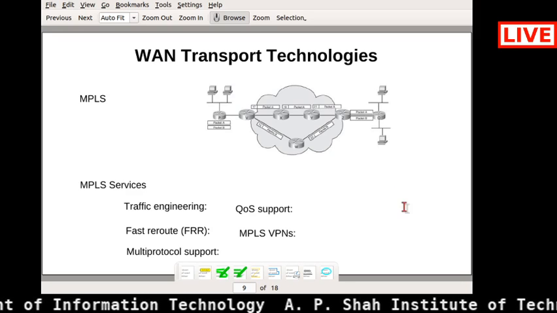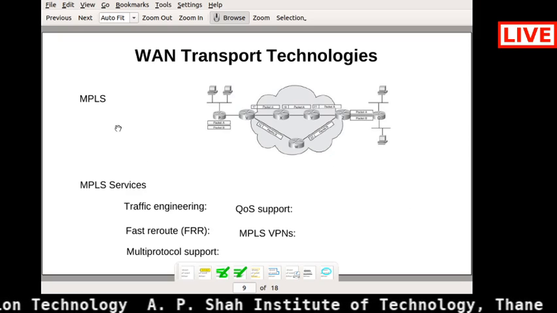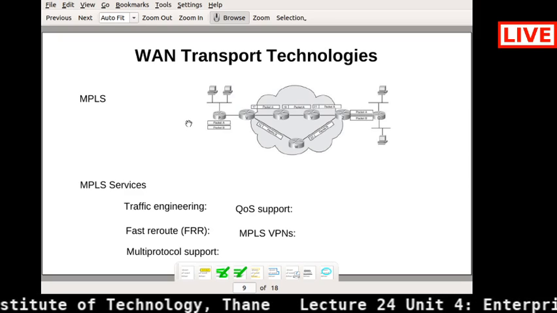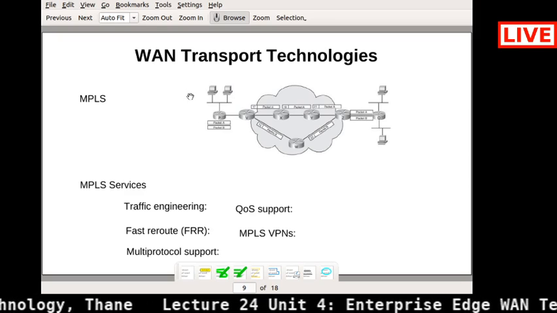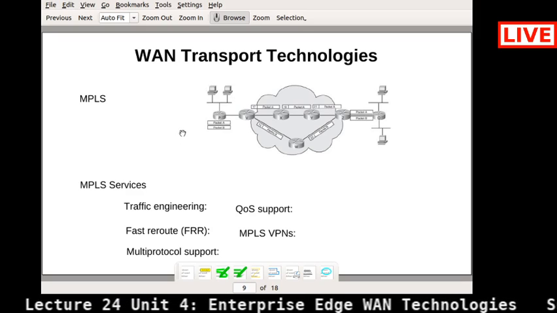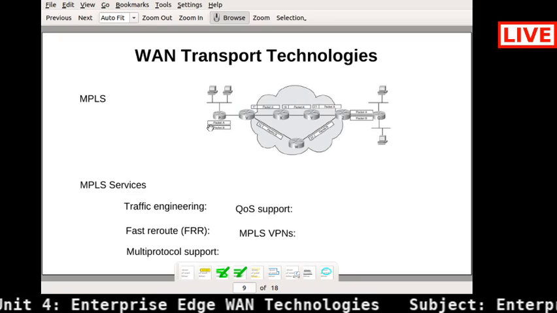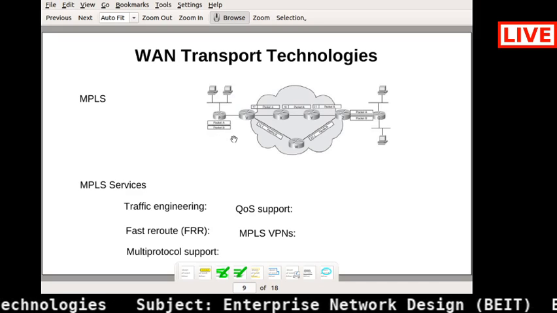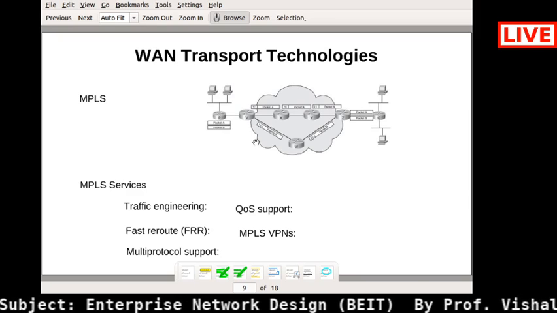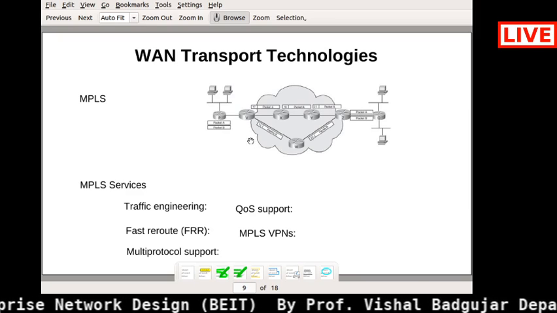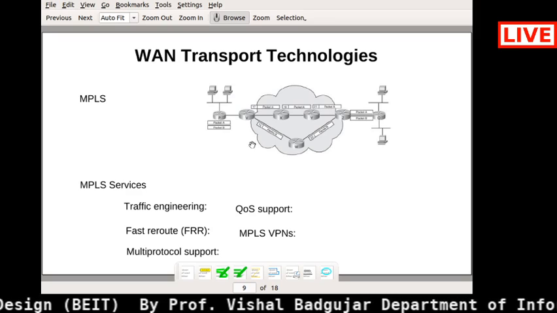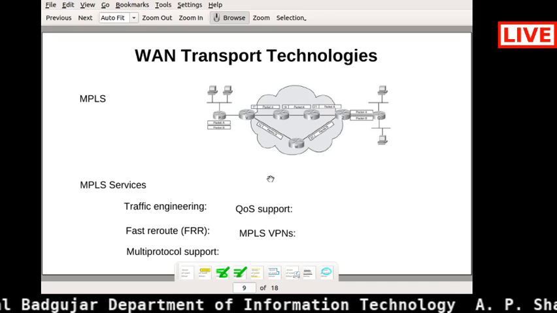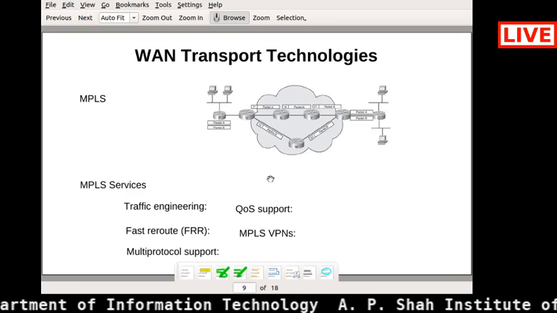Then we will see MPLS. What do you mean by MPLS? It is an IETF standard architecture. What do you mean by IETF? That is the Internet Engineering Task Force. It is one of the standards for this architecture. It combines the advantages of layer 3 routing with the benefits of layer 2 switching. Layer 2 switching, layer 3 switching, multilayer switching, you already know. In this architecture also, it combines the advantage of layer 3 routing with the benefits of layer 2 switching.